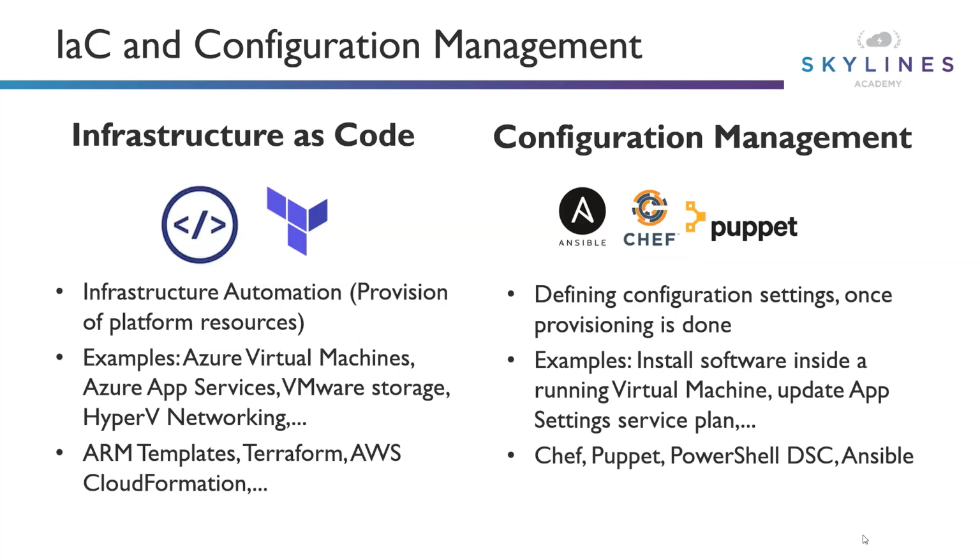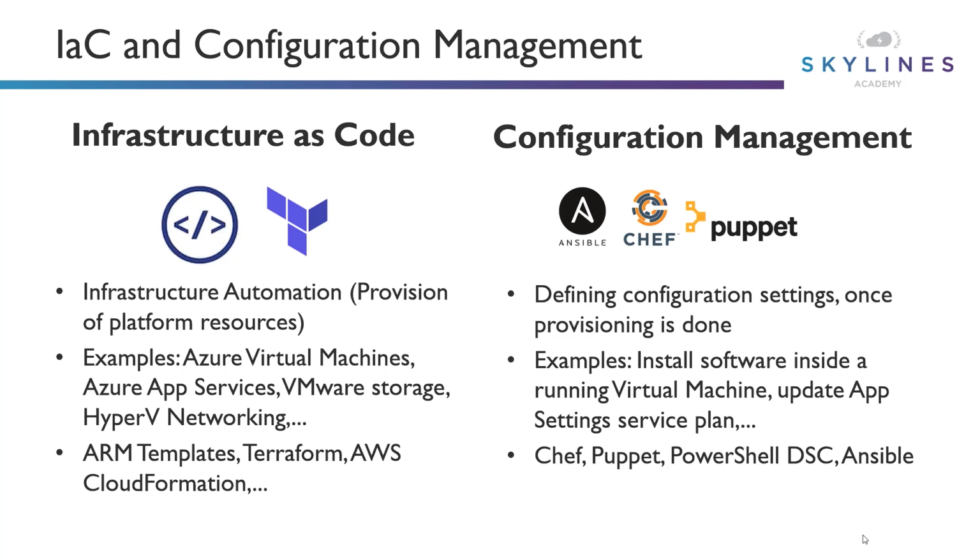Now, if we look at infrastructure as code and compare it to configuration management, you can see the contrast on the left and right here. On the left, infrastructure as code is responsible for infrastructure automation, provisioning of platform resources in this case. These could be virtual machines, Azure app services, VMware storage, etc. And this is achieved using infrastructure as code tools, Terraform being one of them, but also ARM templates, and in AWS you have CloudFormation templates.